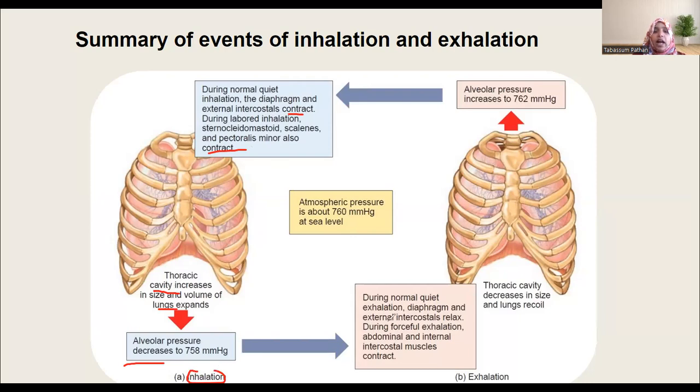When you exhale, all of it will now relax. The diaphragm and the intercostal muscles relax. But when you are doing forceful exhalation, such as when doing yoga or some sort of daily exercise, the abdominal and intercostal muscles will contract. Then you release air, the cavity decreases, the lung comes back to its original size, and the pressure is increased to 762 mmHg. And then the cycle of air in and out, inspiration and expiration, goes on.